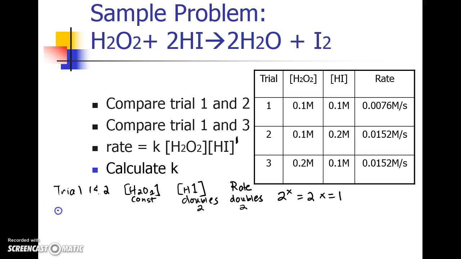We're now going to look at trials 1 and 3. And I'm picking 1 and 3 because, again, I have a factor that's held constant. HI is held constant. H2O2 doubles. If I went to compare 2 and 3, notice H2O2 changes and HI changes, so they wouldn't be a good choice to use. So in this case, H2O2 doubles. HI is held constant. And if you notice, my rate doubles.